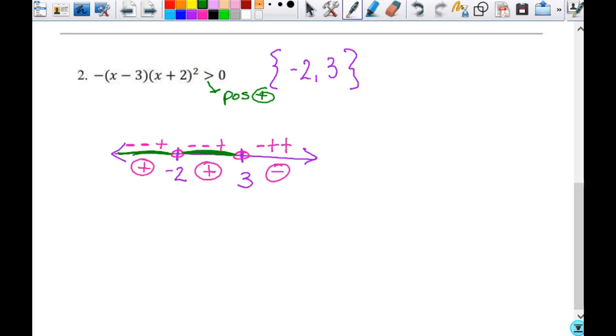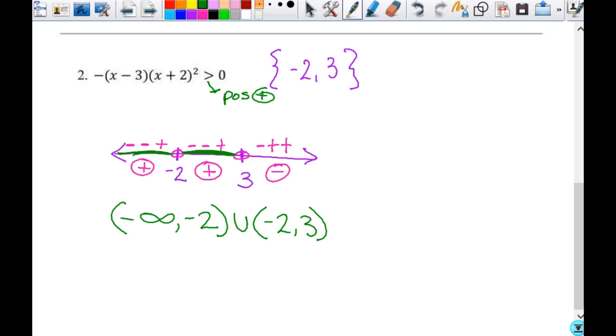So is my interval from negative infinity to 3? No, it is not, because those are open circles, right? So I go from negative infinity to what? Negative 2. Both are parentheses. That's a union with negative 2 to 3.